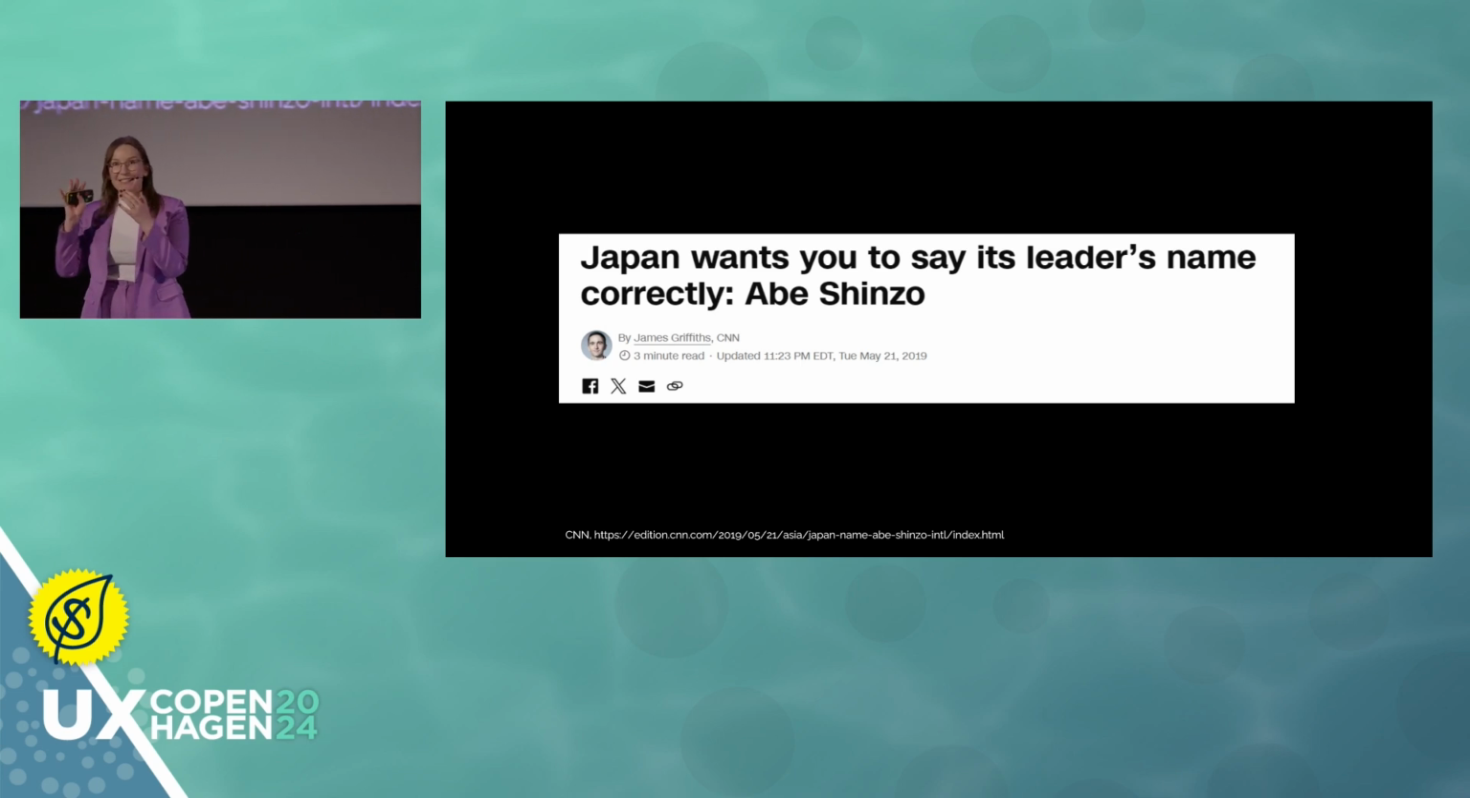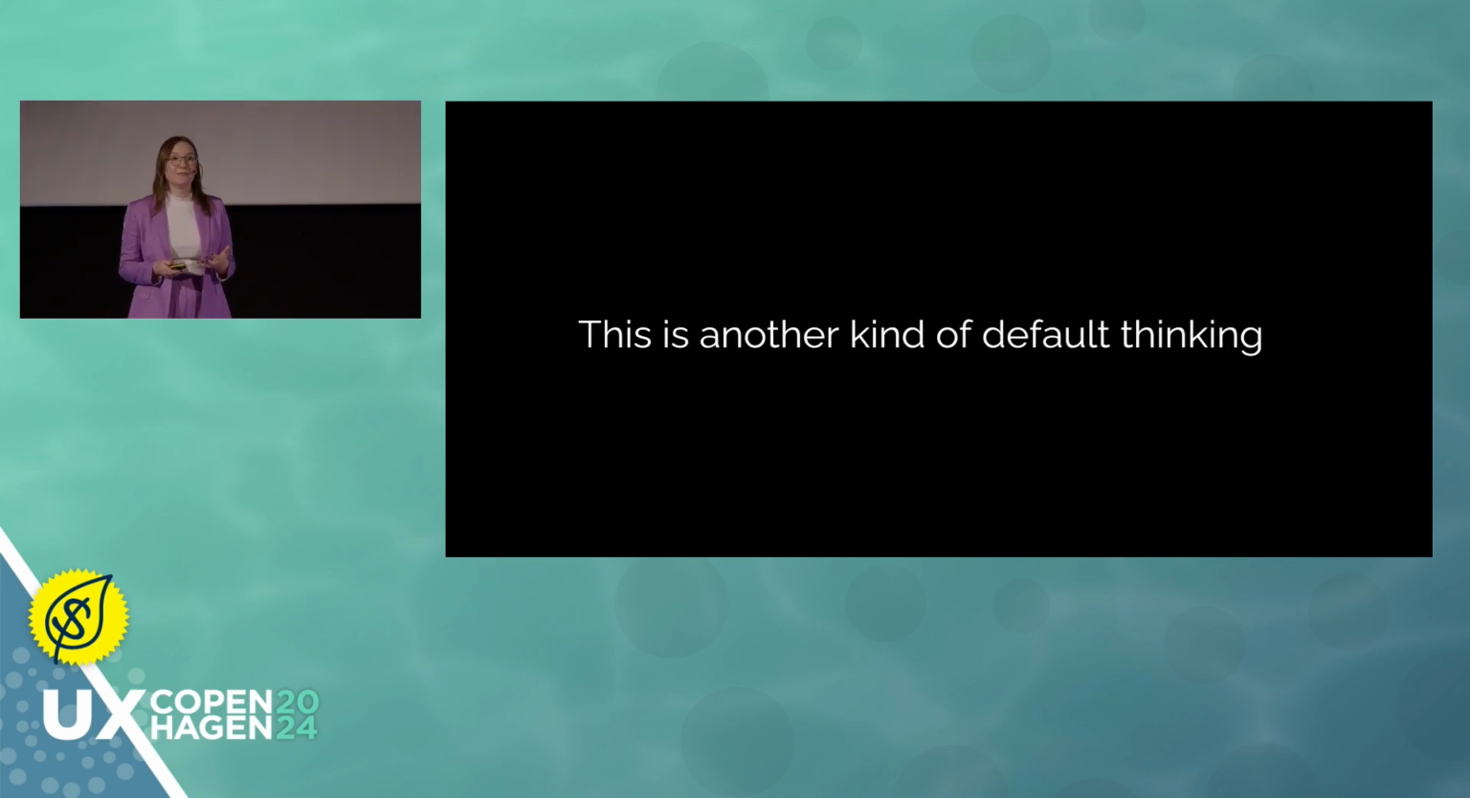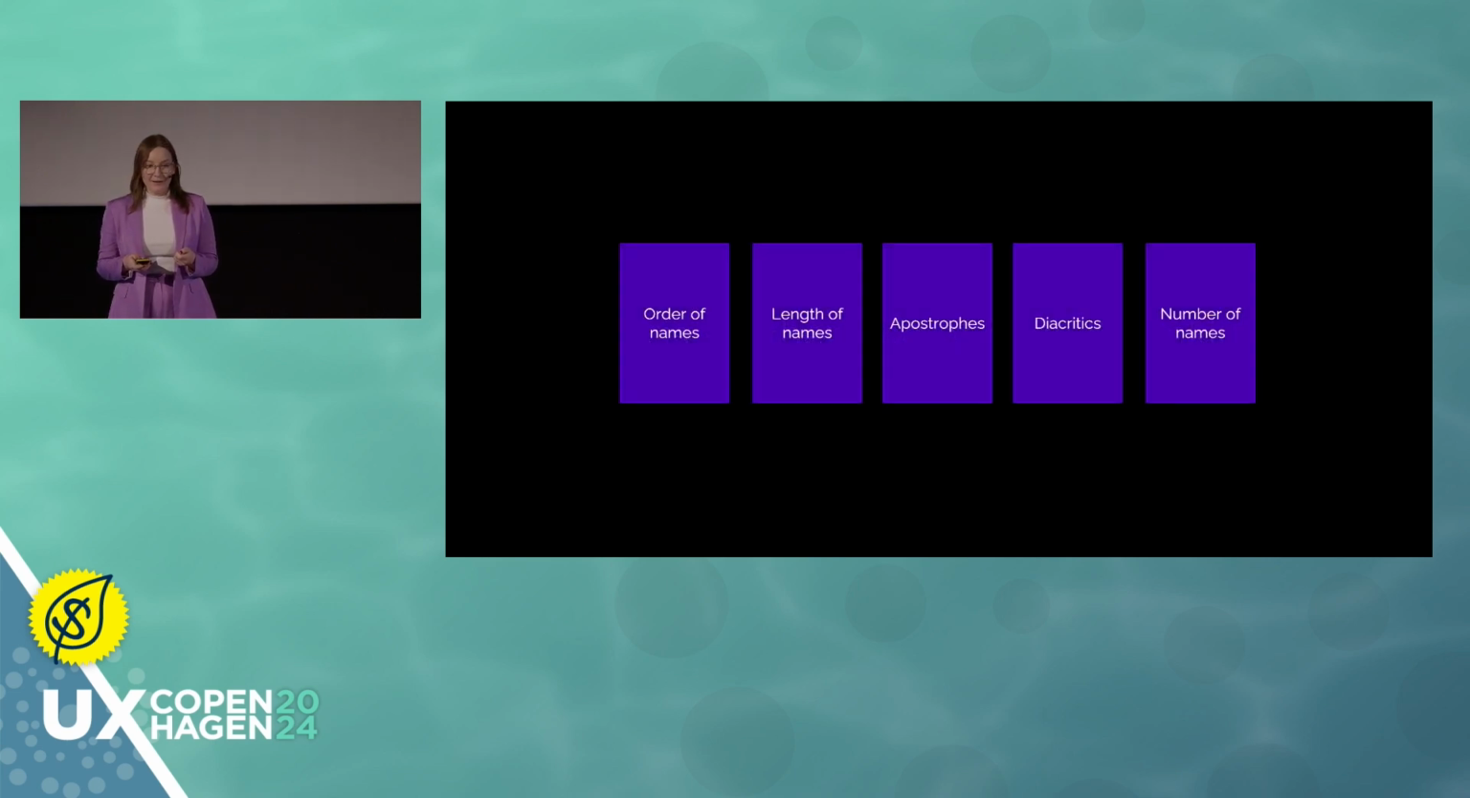Those of you that answered this question and probably had it in your mind likely were thinking Shinzo Abe. And the media that I read when he was Prime Minister generally referred to him in this way. But it's not necessarily the preferred way when it comes to Japanese naming conventions. And this is another kind of default thinking. Maybe it's Western default thinking about the idea that names are constructed. Names vary a lot all over the world.